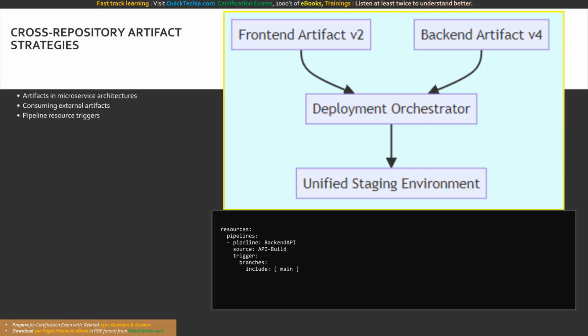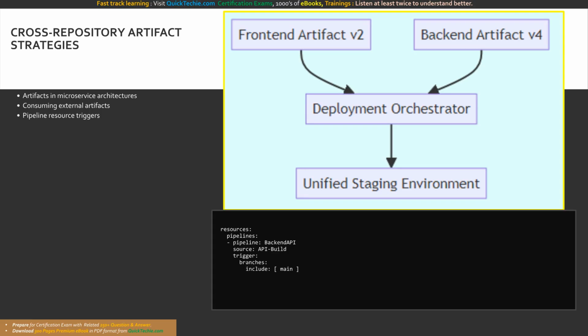Furthermore, you can design resource triggers so that your deployment pipeline automatically executes only when a new, specific version of an upstream artifact is published. By rigorously versioning these fragmented artifacts, the deployment orchestrator can accurately assemble the final, cohesive application state. The versioning strategy acts as the connective tissue, ensuring that incompatible microservice builds are never mistakenly deployed side by side, thereby preserving the operational stability of the broader software ecosystem.